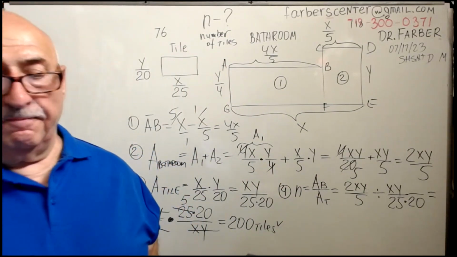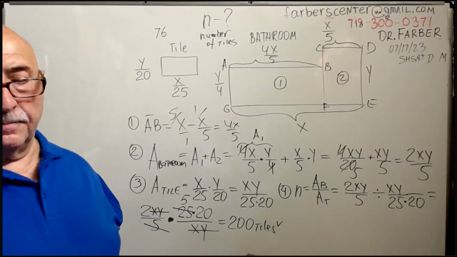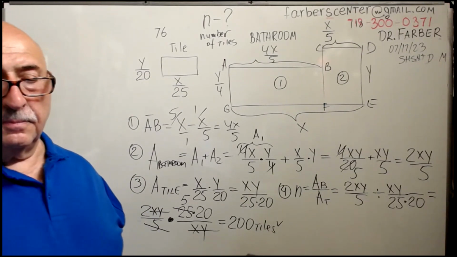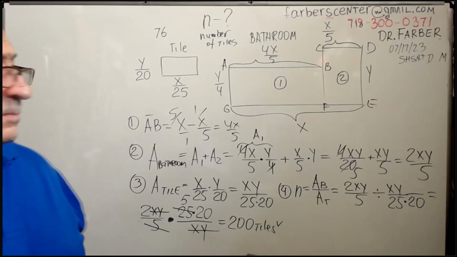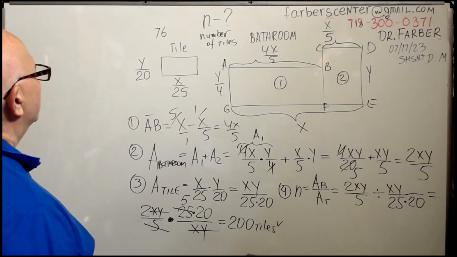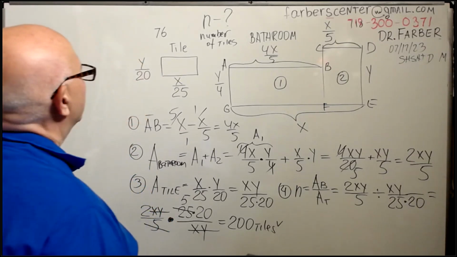Dr. Farber? Yes. I did it a different way. I just plugged in. I made X 25 and I made Y 20. So all I would have to do is plug those numbers in for the bathroom tiles. X is 25, so then the area of the tile would be just 1, and all I would have to do is find the area of the bathroom.